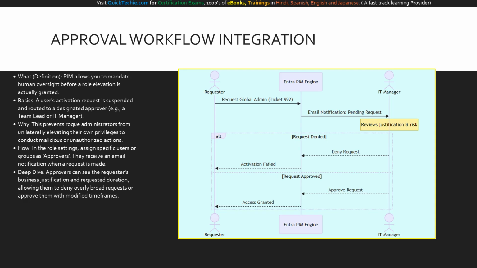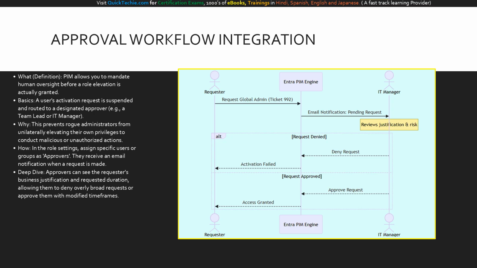For highly sensitive roles, relying solely on automated checks isn't enough. We need human oversight. PIM provides this through its robust approval workflow integration. What is this? It is a configuration that prevents unilateral role activation. Instead of the role activating immediately upon request, the request is suspended. It is then routed to a designated approver, such as an IT manager or a security team lead.